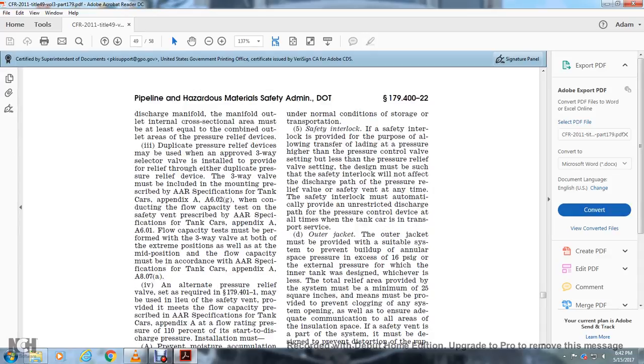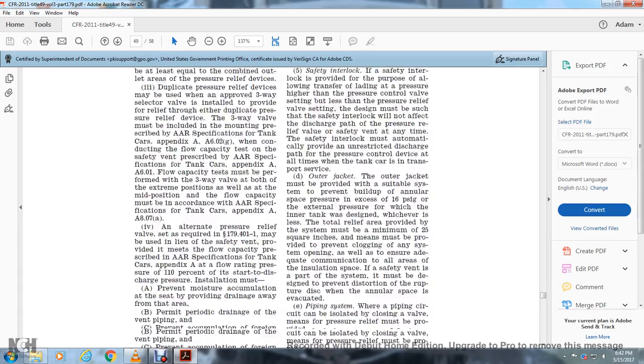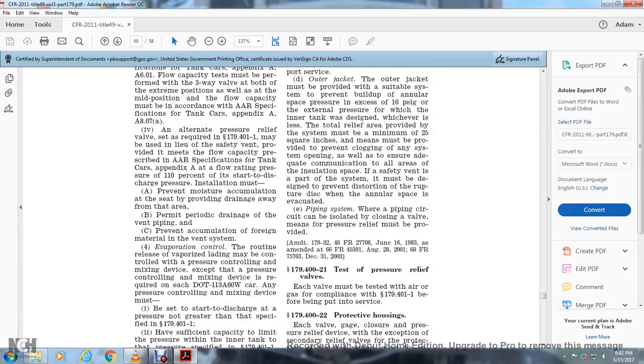2. 3. The duplicated pressure relief device may be used with an approved three-way selector valve installed to provide relief through the duplicated pressure relief device. The three-way valve must be included with the mounting prescribed in the AAR specification for tank cars appendix A 6.02G, conducting the flow capacity test with the safety valve prescribed in the AAR specification for tank cars appendix A 6.01. Flow capacity must be performed with the three-way valve at both the extreme position as well as the mid position, and the flow capacity must be in accordance with the AAR specification for tank cars appendix A07A 4 valve.